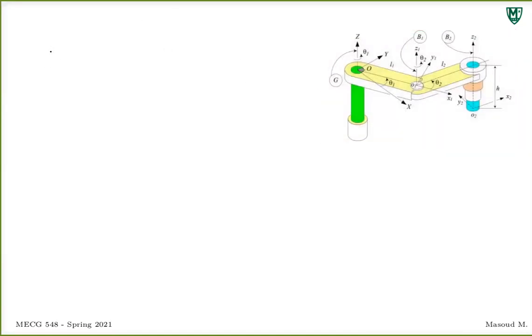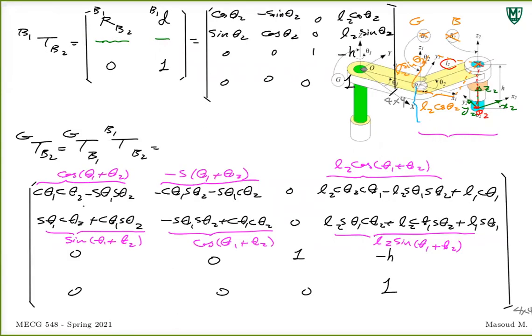So we want to find O2, where O2 is in the global coordinate frame, this position, which we can find by G B2 and B2 O2. We already know this matrix, right? This is the 4x4 matrix we just found in the previous slide. We found this.